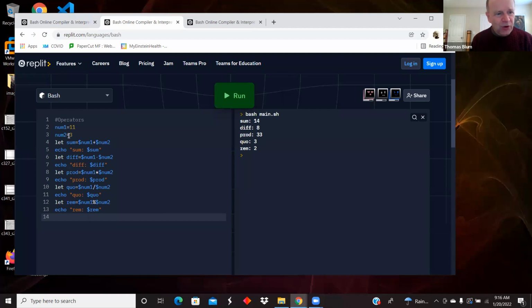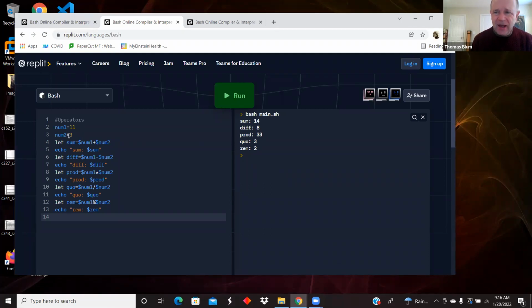I used the keyword let in line 4, so it's actually going to perform the operation. I used the $ signs on the right-hand side of the equation, so it's substituting in the numbers, and with the let, it's performing, and that was an addition, and I echoed out the sum of 14. In line 6, I just did the difference, so I subtracted. 11 minus 3 was 8. In 8, I performed a product, so that was an asterisk, and so 11 times 3 was 33.